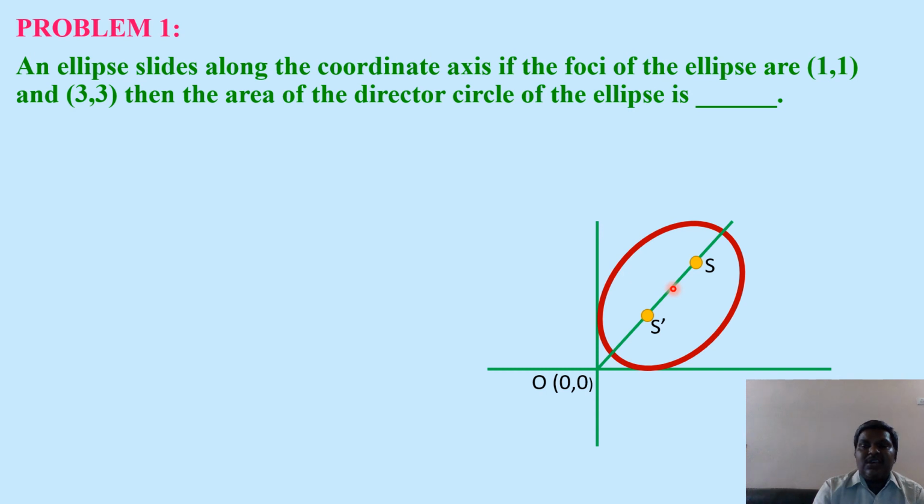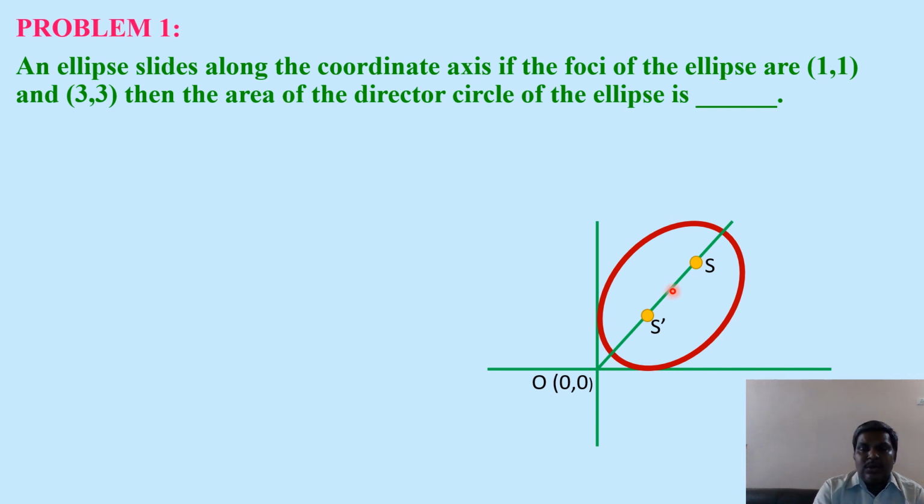That means the center of the ellipse and the center of the director circle are the same. Can you find the center of the ellipse? It is the midpoint of SS'. You know S and S', so you can find the midpoint: (1 plus 3)/2, (1 plus 3)/2. 1 plus 3 is 4, divided by 2 is 2, so (2, 2) is the center of the ellipse. Once you know the center of the ellipse, you can write the center of the director circle, which is the same, (2, 2).